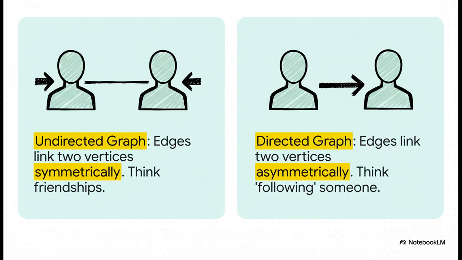In graph theory, we call that an undirected edge. But what about Twitter or Instagram? You can follow someone, but they don't have to follow you back. That connection only goes one way. That's a directed edge, and we usually draw it with a little arrow. This one simple difference lets us model all sorts of relationships way more accurately.